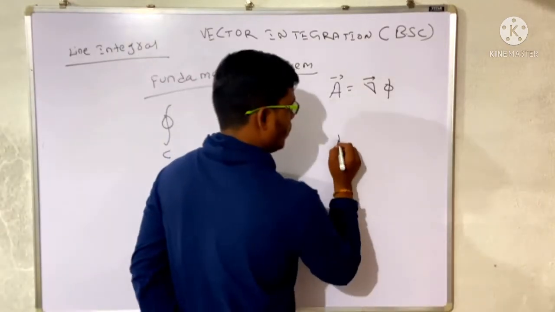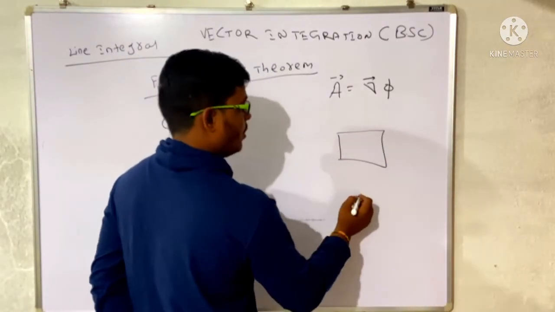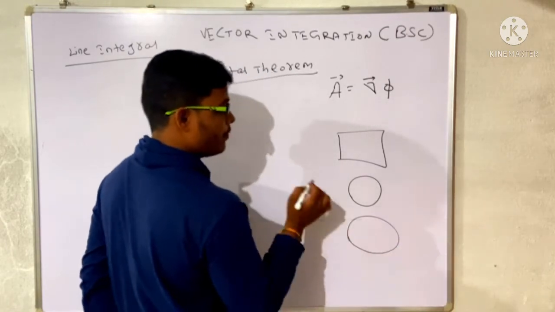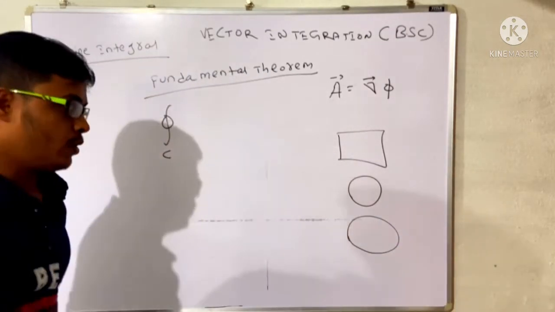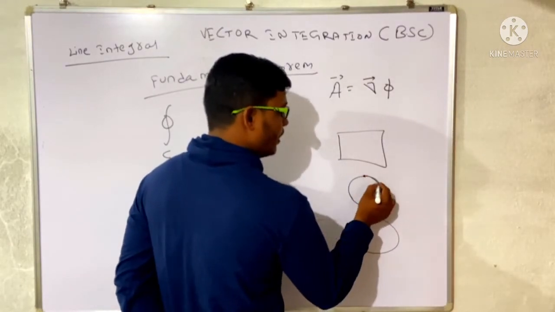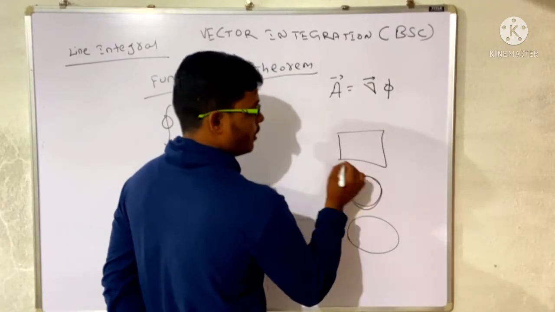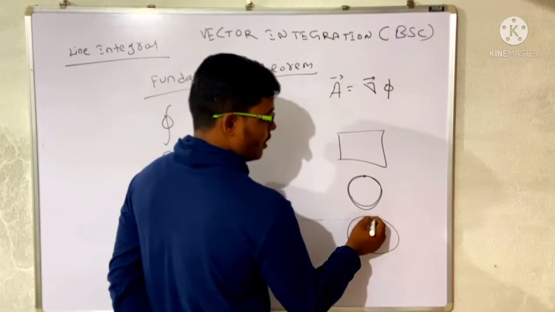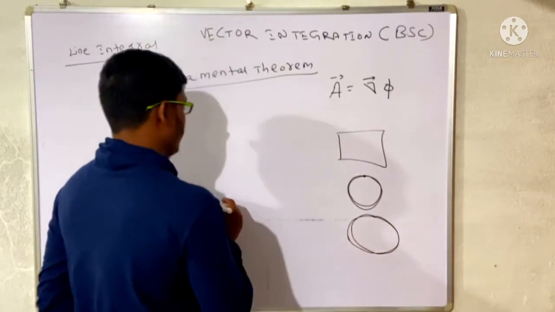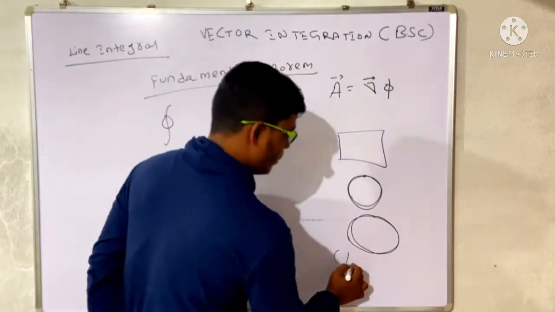That means the path can be a rectangle, the path can be a circle, the path can be an ellipse. If the path is closed, remember, it starts from one point and ends at the same point. In the ellipse also, it starts from one point and ends at the same point. So these are closed paths.